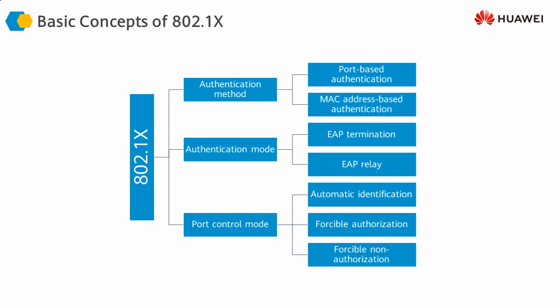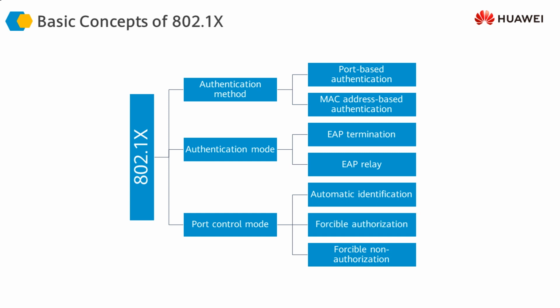If you look at the port control mode, there can be different port control modes that we can use. We can have automatic identification, which means that initially a port on the switch is in the unauthorized state, not allowing any traffic to pass through, but as soon as the user is authenticated, it transitions into the authorized state, and then the user's traffic can be sent and received through that port.